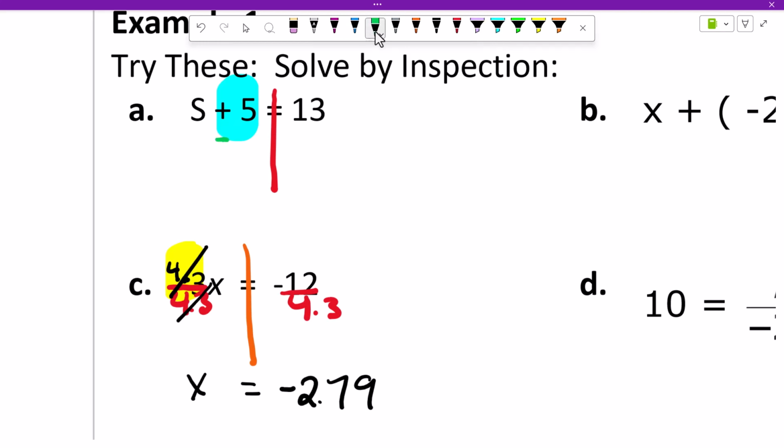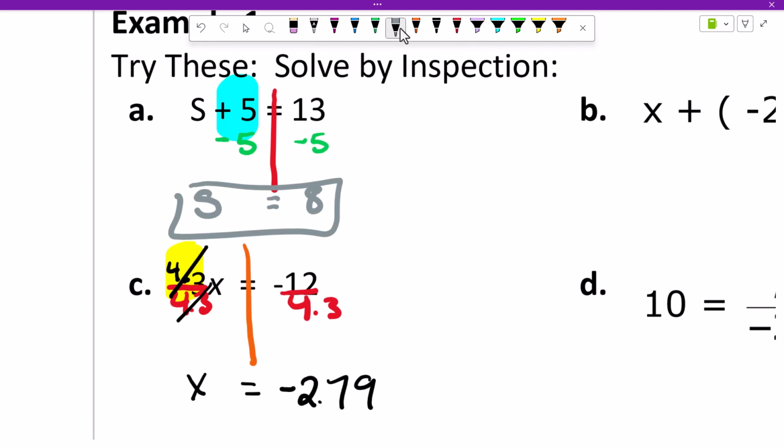And what number do you subtract? The same number you see. Subtract 5. On this side, 13 minus 5 is 8. On the other side, what's 5 minus 5? 0. So that disappears, and we have S here. Our answer is S is equal to 8. And you can probably look at it and know that something plus 5 is 13, so that something must be an 8.